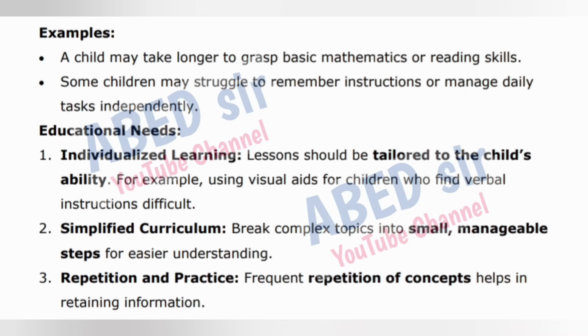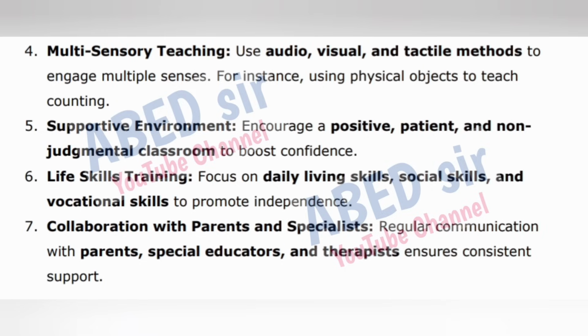Educational needs. 1. Individualized learning. Lessons should be tailored to the child's ability. For example, using visual aids for children who find verbal instructions difficult. 2. Simplified curriculum. Break complex topics into small, manageable steps for easier understanding. 3. Repetition and practice. Frequent repetition of concepts helps in retaining information. 4. Multisensory teaching. Use audio, visual, and tactile methods to engage multiple senses. For instance, using physical objects to teach counting.